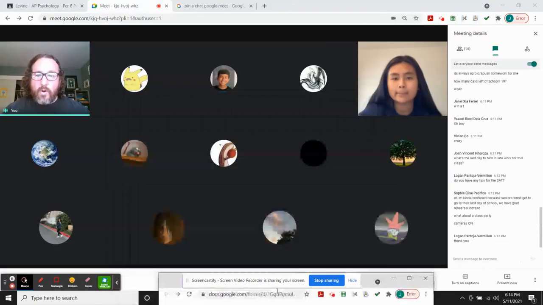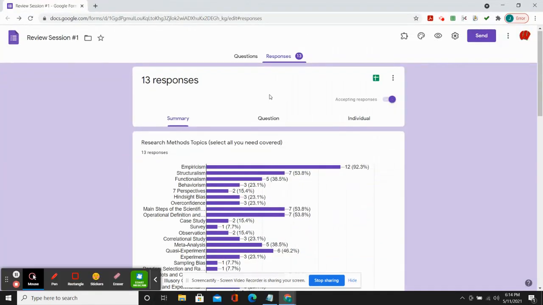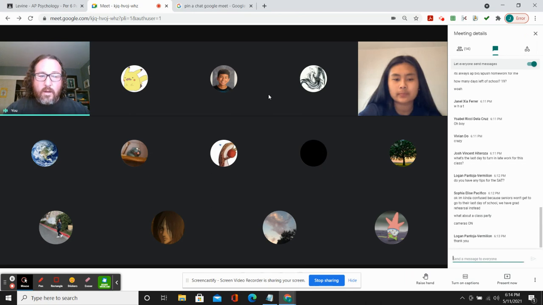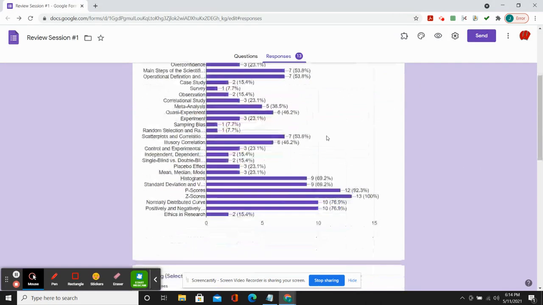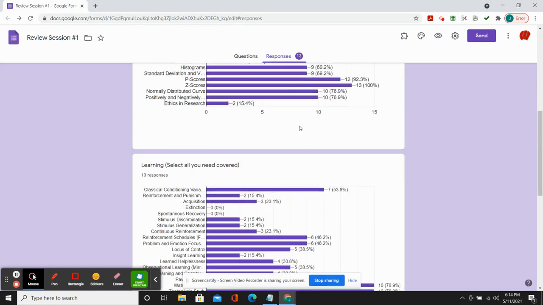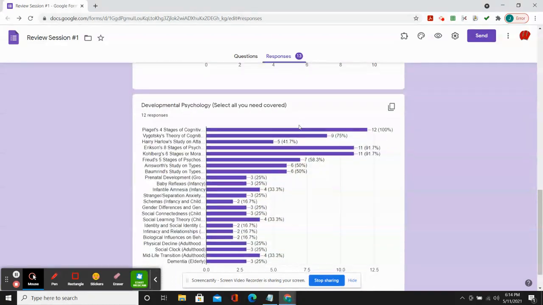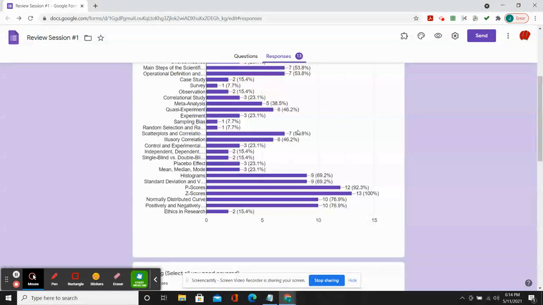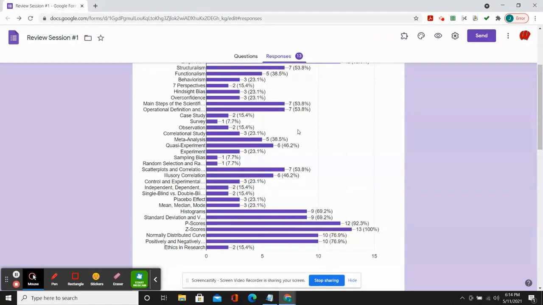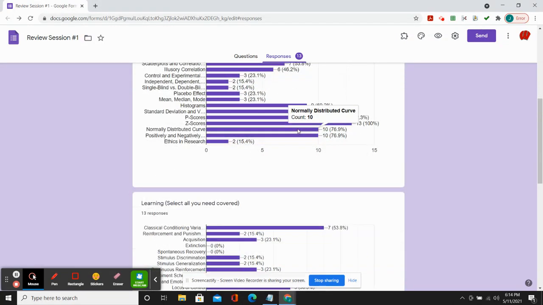Okay, so we're going to go ahead and get started here. What we're going to look at first is I'm going to take the ones with the most votes, and I'm going to just go by unit. There's only one of them that got votes from all 13 people, and that's the Z scores.